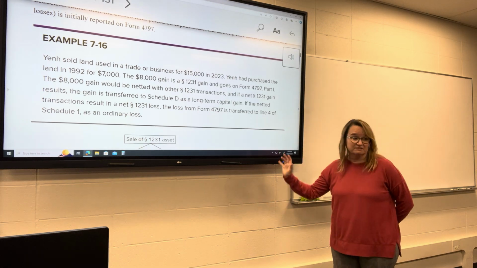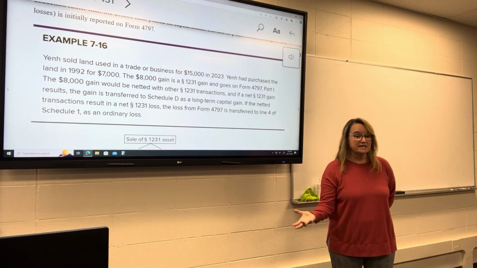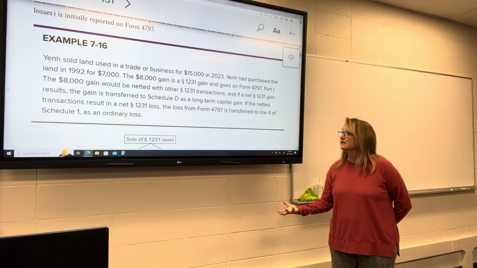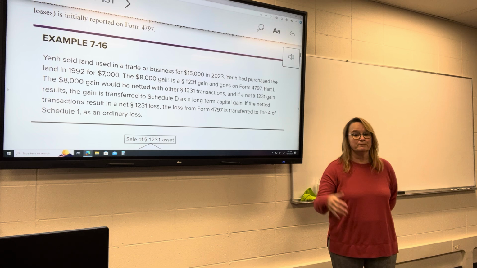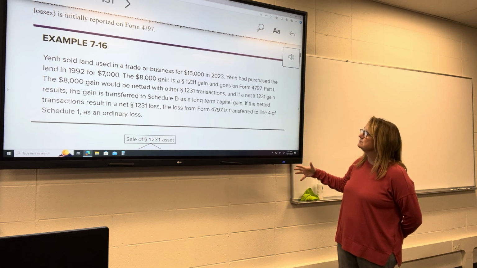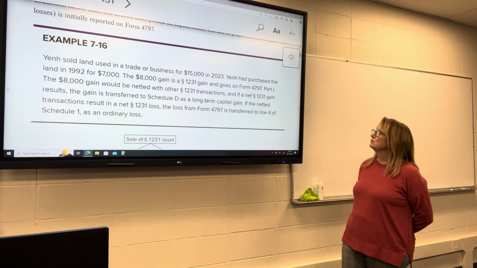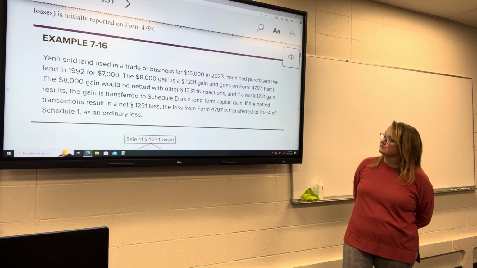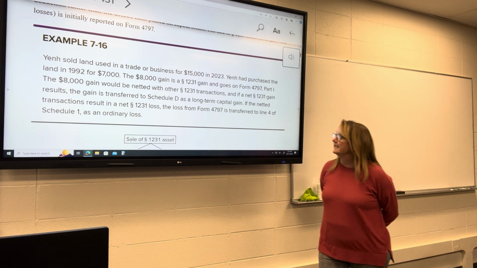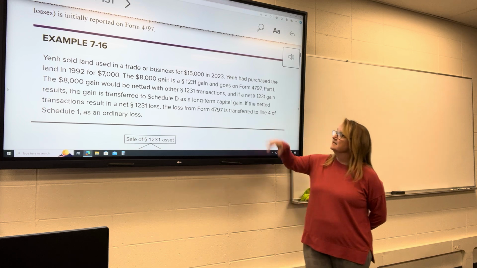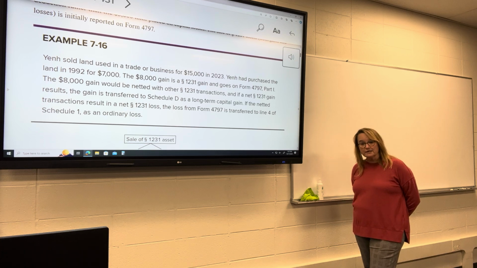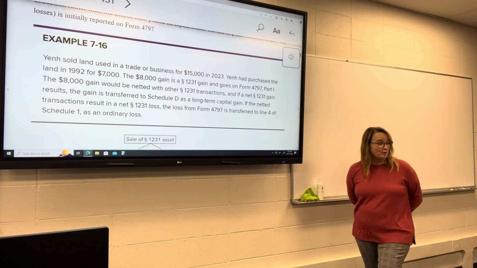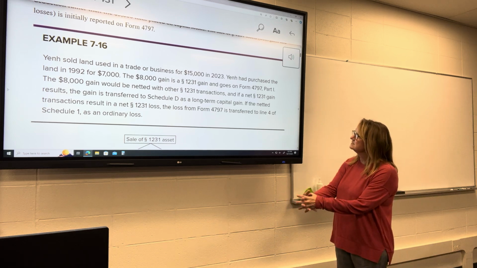If it was a piece of inventory, like they're in the real estate business and they're selling land and that's what their business does, that would go on the Schedule C, so as ordinary income. But because this was land that was used in the business, the sale of it is going to get reported on the Form 4797. The $8,000 gain is going to be netted with any other 1231 transactions. So anything else that he sold during the year and had other gains or other losses, any of those other 1231 type transactions, it's going to net together.